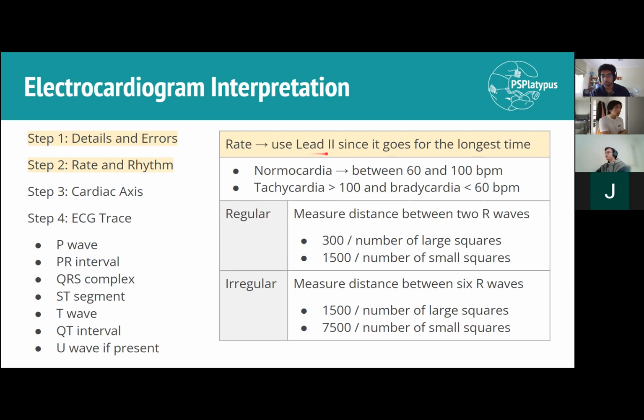Generally, we use lead 2 because I haven't got a full ECG trace here, but if you look at lead 2, it's always at the bottom, and it goes for the longest, for about 6 or 7 cycles. So you can really measure, especially if it's an irregular rhythm, you can measure it with lead 2. So regular rhythms are really straightforward.